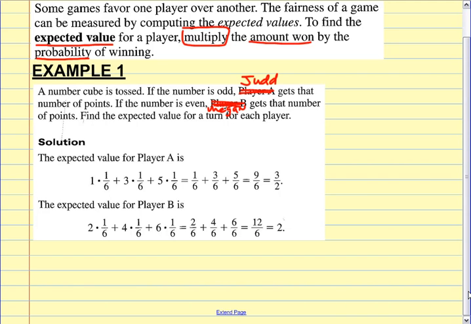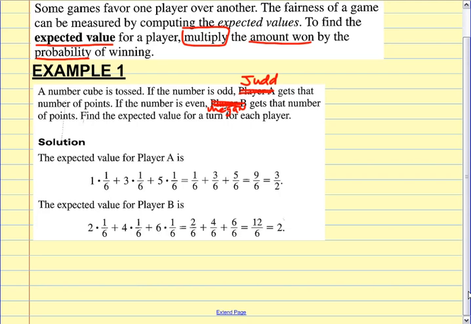Now, wait a minute. Are there more even numbers than odd numbers on a number cube? They're the same number of evens and the same number of odds. So Reed is partially right. But why is he right? It's not because there are more evens. Why is Reed right, Chloe? Because the evens are worth more points. The evens have higher point values. The odds are 1, 3, and 5. The evens are 2, 4, and 6.